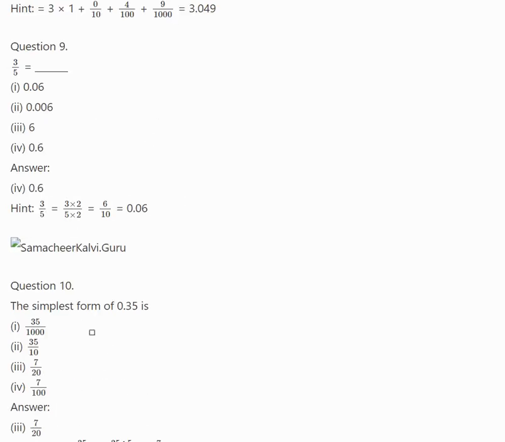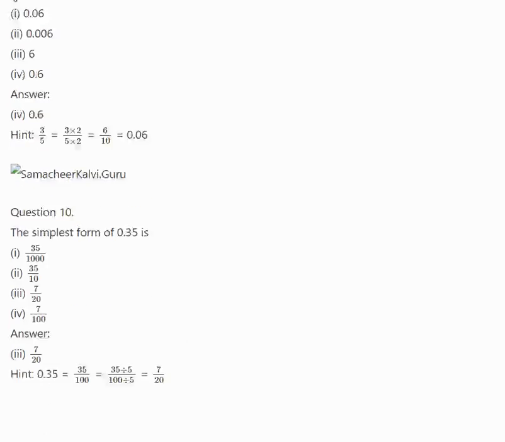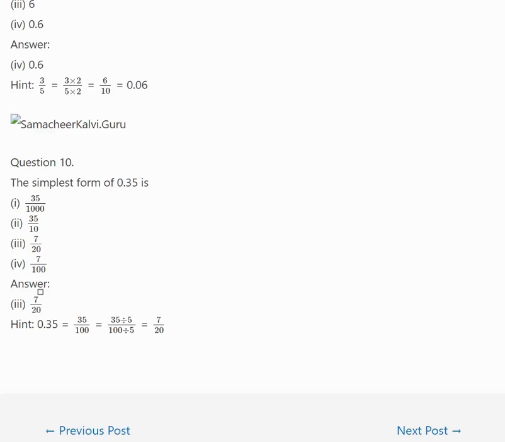Next, the simplest form of 0.35. Now after the decimal, here we have 2 digits. So definitely in the denominator 100 should come, isn't it? But here there is no 100. But we have 7 by 20 and 7 by 100, but in the numerator we have 7. So this is not a correct answer. So we have to check what it will come. First write this 0.35 as 35 by 100. Then divide this by the fifth table, you will get the answer 7 by 20. So option 7 by 20 is correct.